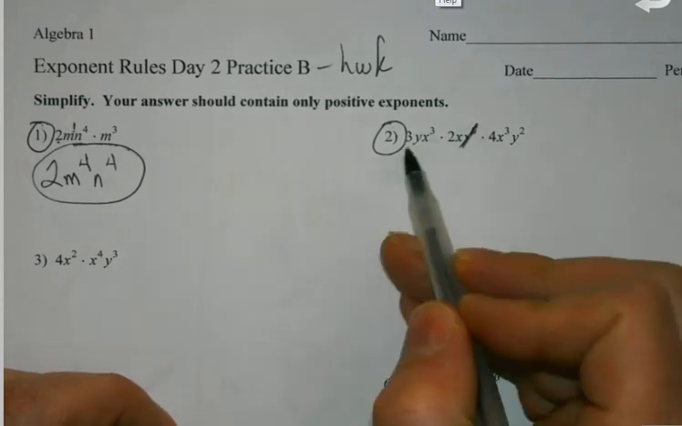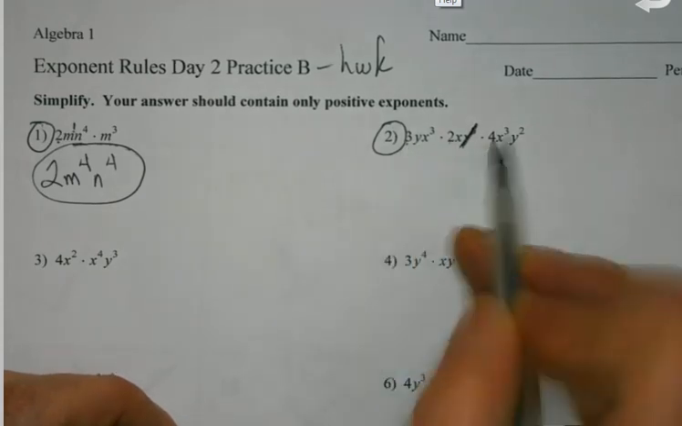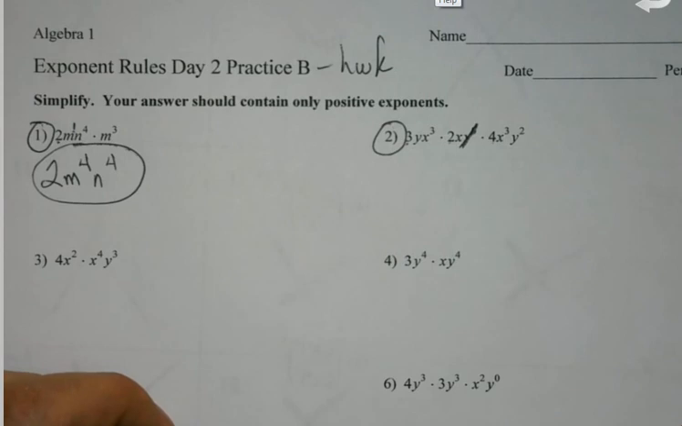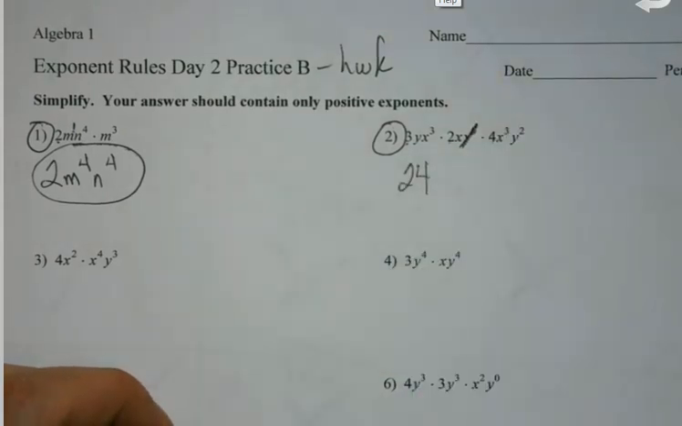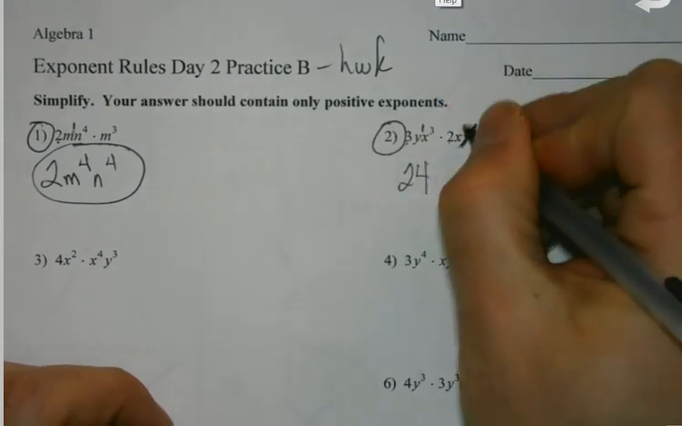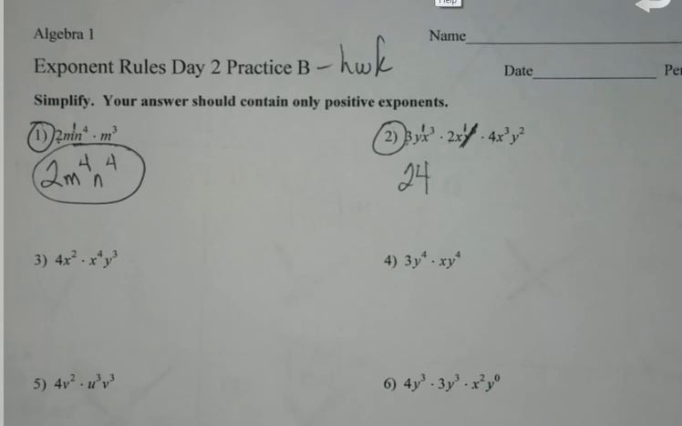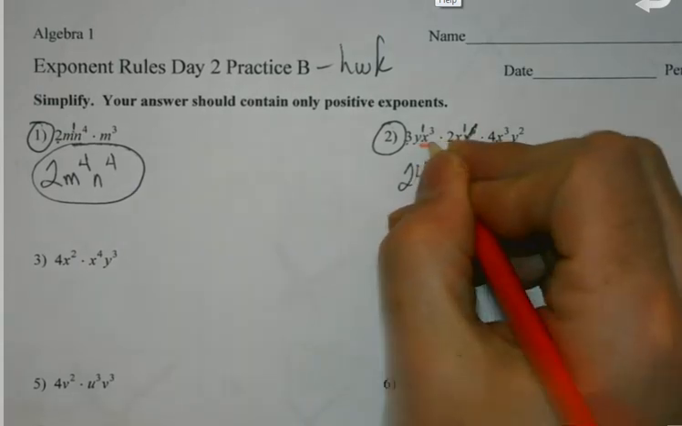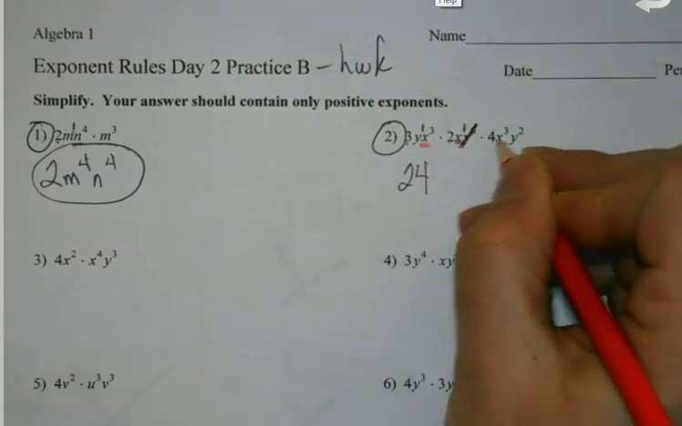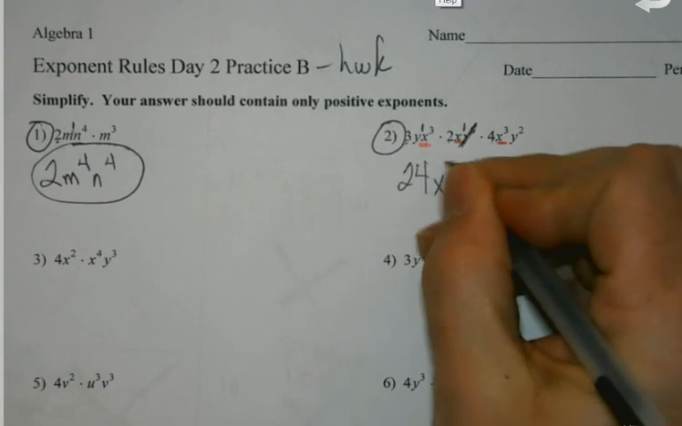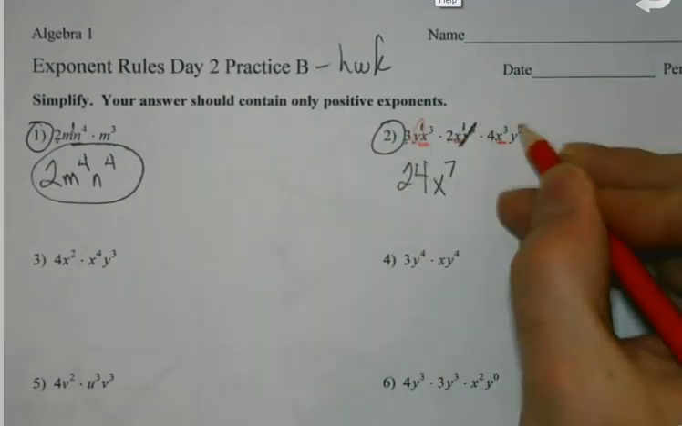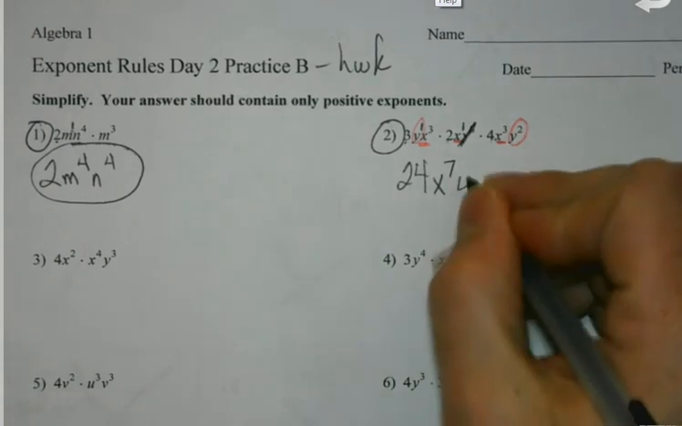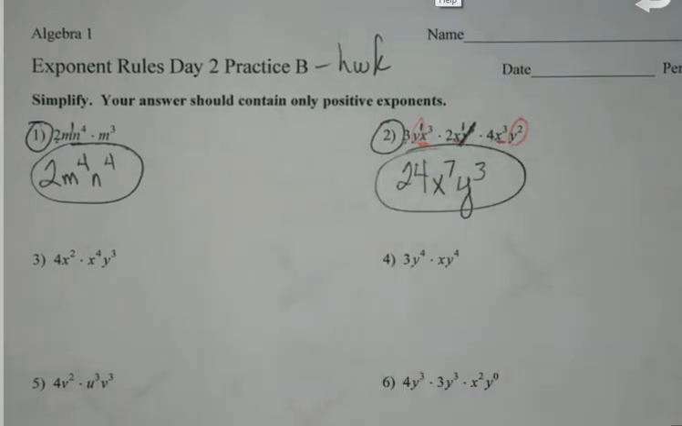So, multiply my coefficients. Okay, it'd be 24. What exponent's there if I don't see one? 1. So let's see here. X to the 3rd, and that's 4, and 3 more looks to be 7. And a y to the 1st, and a y to the 2nd is a y to the 3rd.